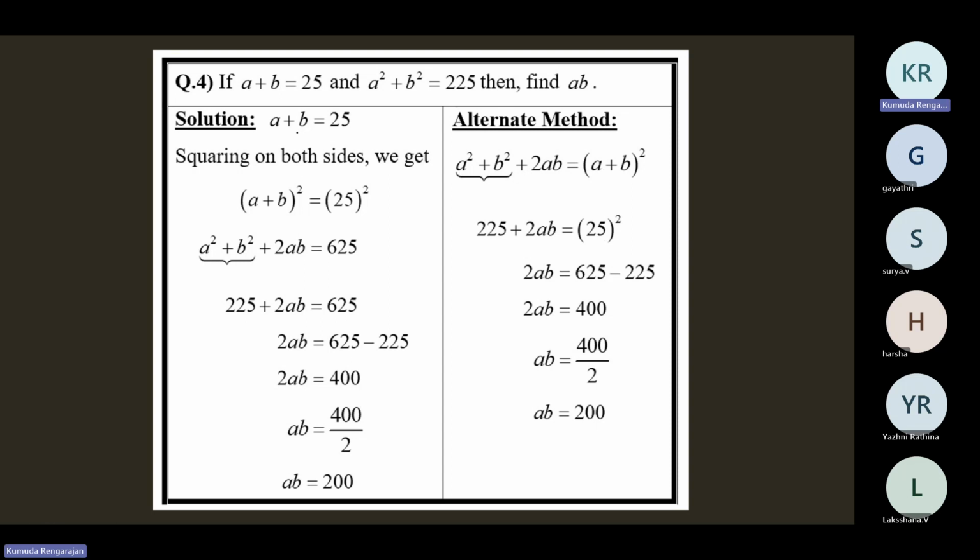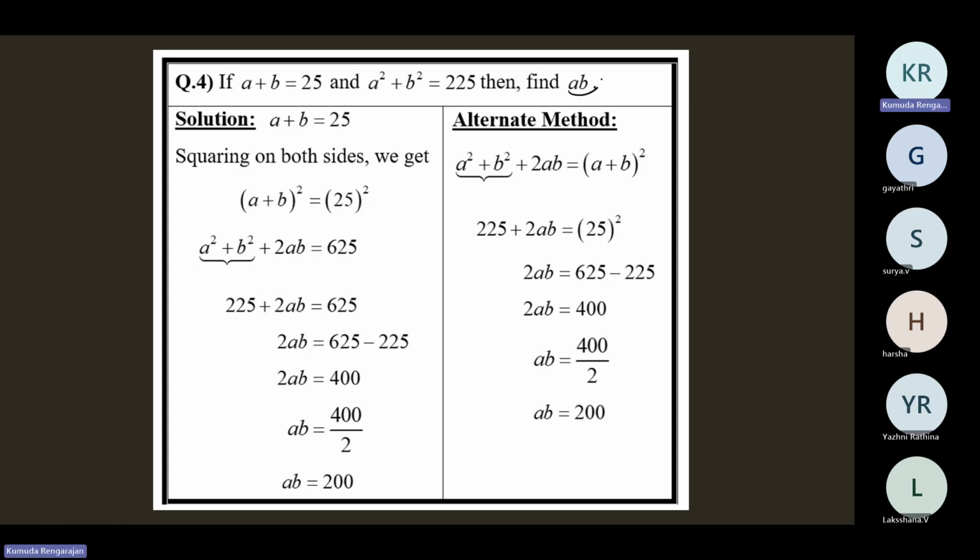You can also do it like this. A plus b is equal to 25 is given to us. Now square this on both the sides. So a plus b the whole square is equal to 25 square. Now what is a plus b the whole square? A square plus b square plus 2ab is equal to 625. 25 into 25 is 625. Now substitute the value of a square plus b square. A square plus b square is 225. 225 plus 2ab is equal to 625. So just solve and find the value of ab. Transpose, find the value of ab.